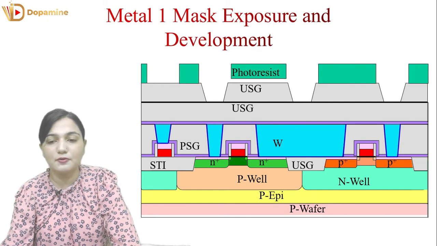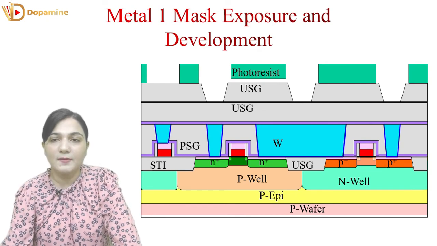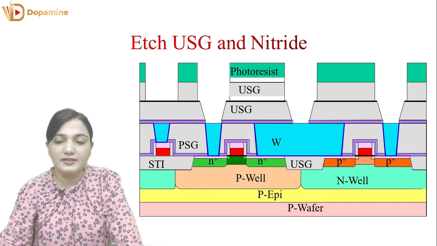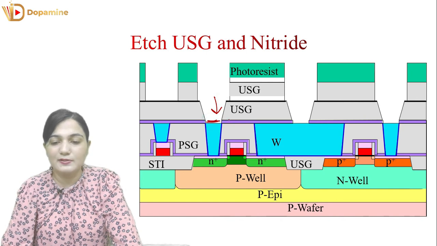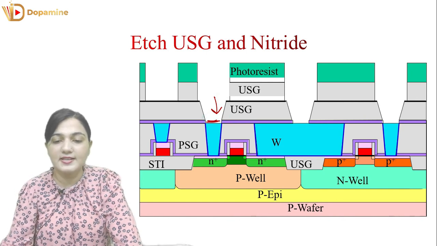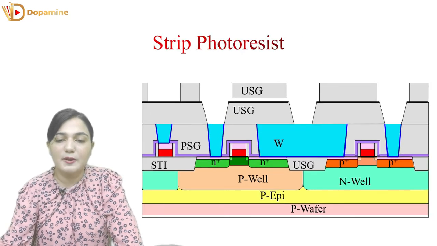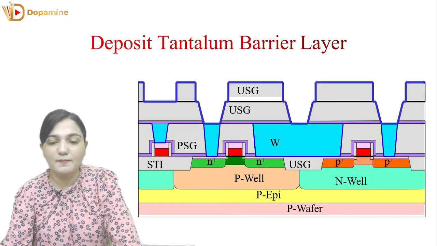After that, again we are going to do the exposure and the development of the photoresist, and after that we are going to etch out the undoped silicate glass, also the nitride layer over here. This nitride is also etched out, the undoped silicate glass is etched out. Now we'll be stripping off the photoresist. You can see we have formed the via holes.